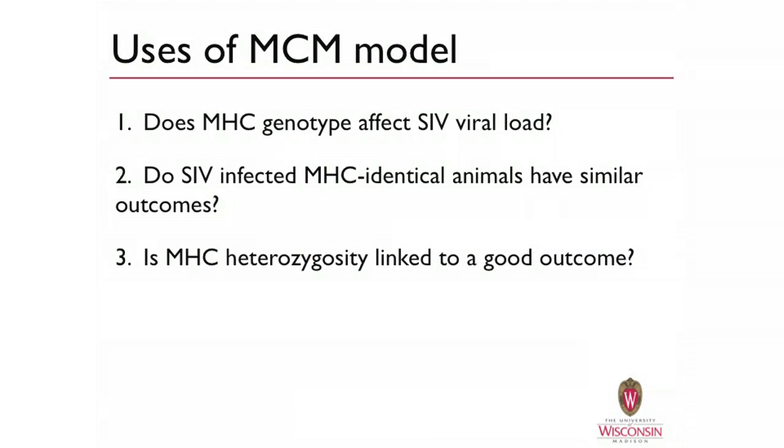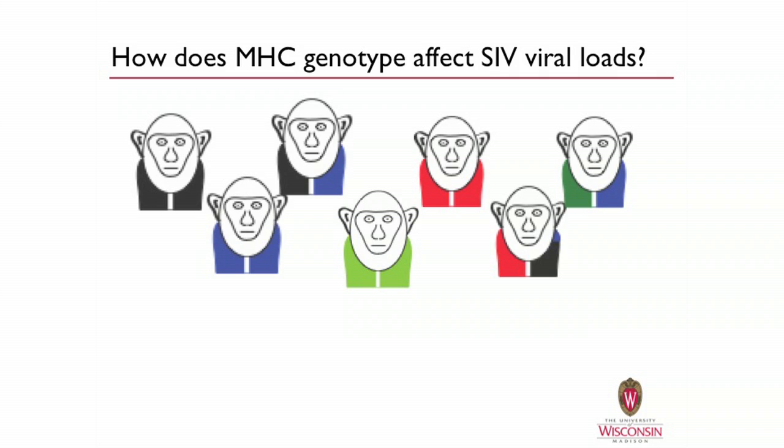Do MHC-identical animals infected with the same SIV virus have identical outcomes? So what is the role of host MHC genetics and infecting viral sequence in determining the outcome? And lastly, is MHC heterozygosity linked to a good outcome? And I'm going to go into great detail about the role of MHC heterozygosity in disease course in a little bit. So first, how does MHC genotype affect viral loads?